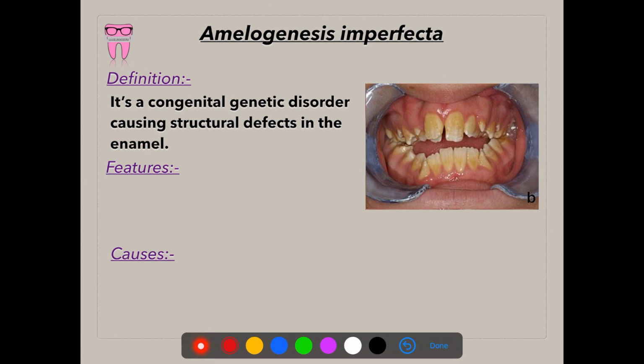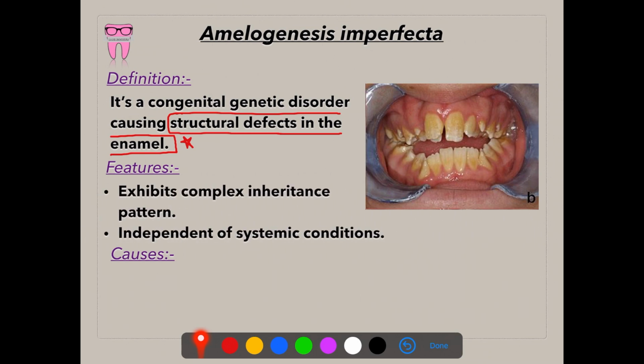Now, this sentence over here is very important. As soon as you hear the word amelogenesis imperfecta, this sentence should strike your mind, and that's structural defects in the enamel. Okay, so amelogenesis imperfecta is that disorder which causes structural defects in the outer layer of the tooth, that is enamel. Now, coming to the classical features of amelogenesis imperfecta, there are two classical features.